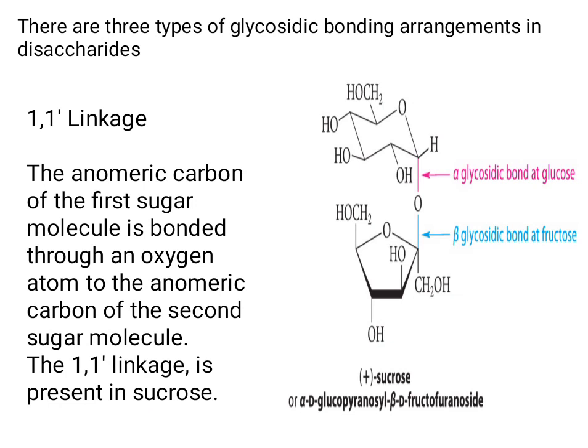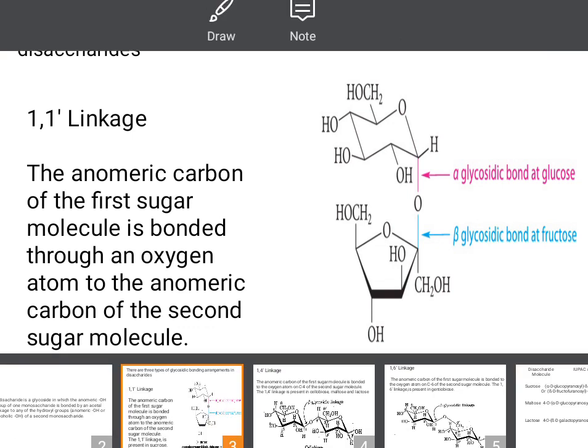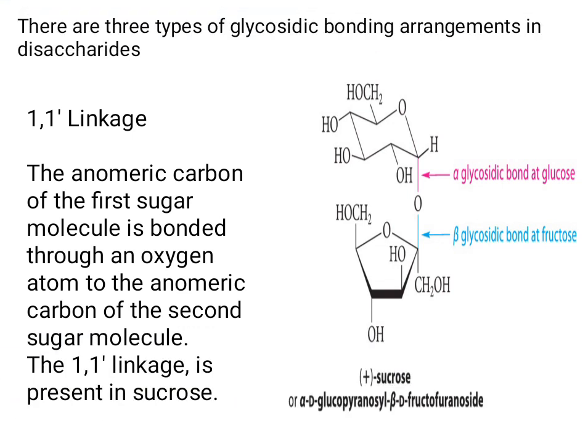There are three types of glycosidic bonding arrangements in disaccharides. The first one is the 1,1-linkage. The anomeric carbon of the first sugar molecule is bonded through an oxygen atom to the anomeric carbon of the second sugar molecule. The 1,1-linkage is present in sucrose.